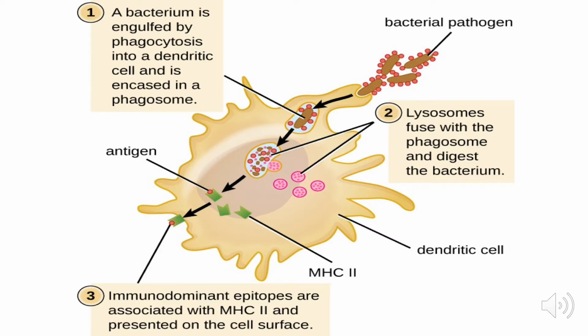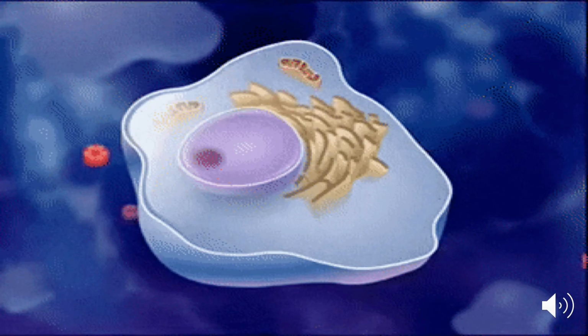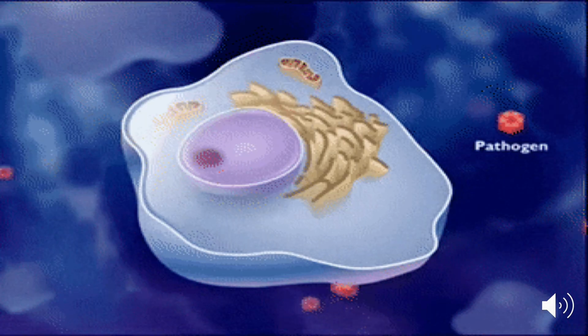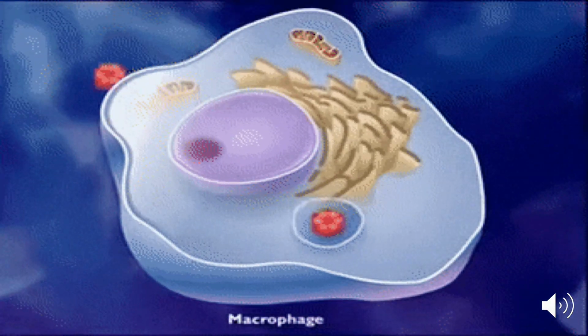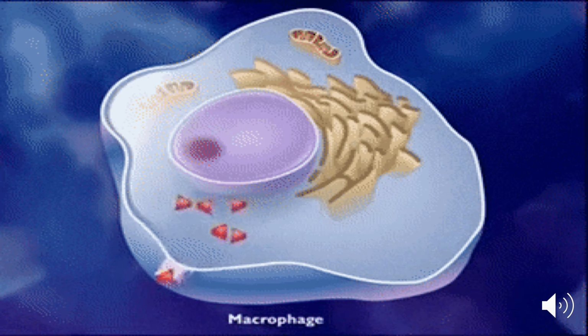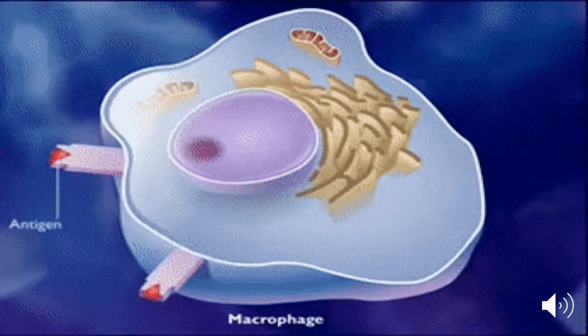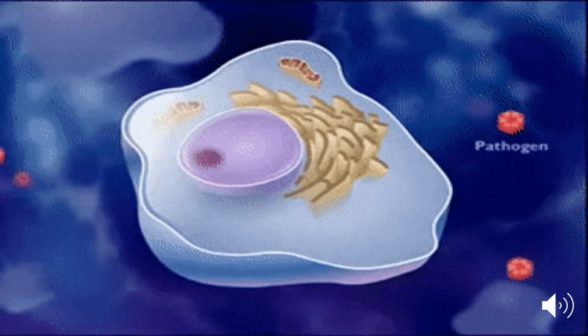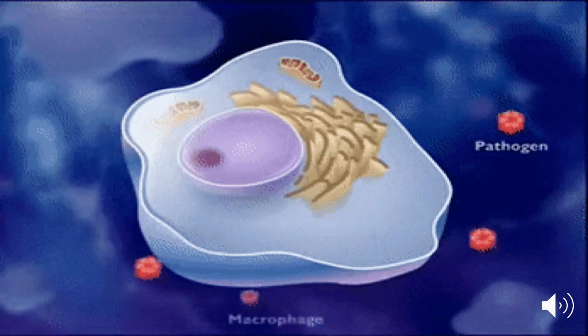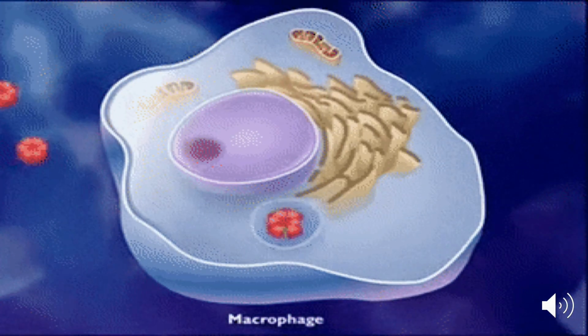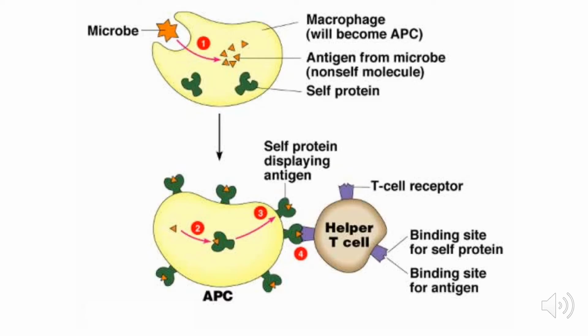Again, you have here a picture of a monocyte or macrophage. Please watch this animation. As you can see, the pathogen was engulfed by the antigen-presenting cell, the monocyte or the macrophage, and a certain portion of the pathogen was displayed on the surface using the MHC protein. After displaying the antigen on the surface using the MHC protein, the APC, the monocyte, the macrophage or the antigen-presenting cell, will now be able to present the antigen to the T helper cell.